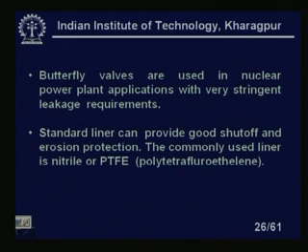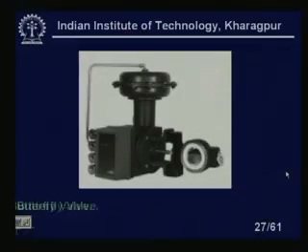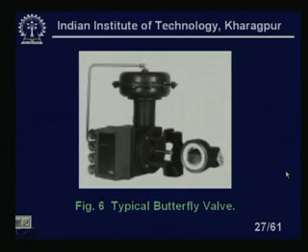The standard liner can provide good shut off and erosion protection. Okay. Erosion is not very important here, good shut off is very important. So, the commonly used liner is nitrile or PTFE, which is polytetrafluoroethylene or Teflon. Okay. This can be used as a liner, and you can see here this is actually a butterfly valve, right. So, this is a pneumatic signal you can see. Okay. You can see here, this will rotate, and it looks like this. So, that means I have a valve.